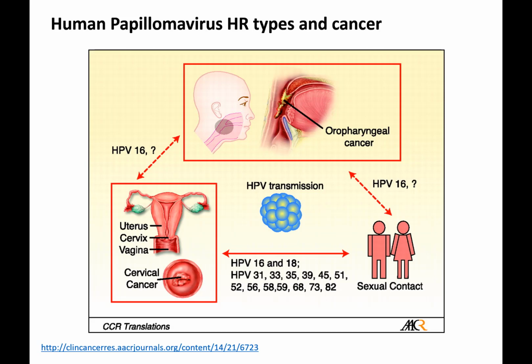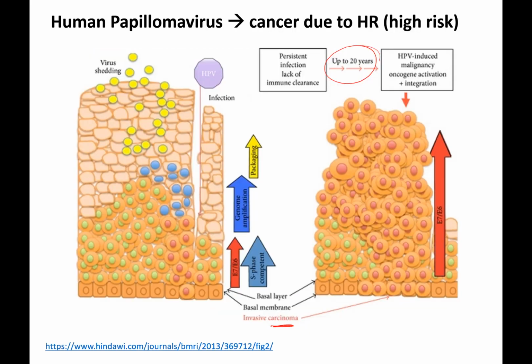Oh, sorry, I got lost in my notes. And what I wanted to say is this is all due to E6, E7 expression, as shown in the red right here. So low risk, E6, E7 is kept under control. You get packaging, you get virus shedding. High risk, E6 and E7 are continuously expressed.